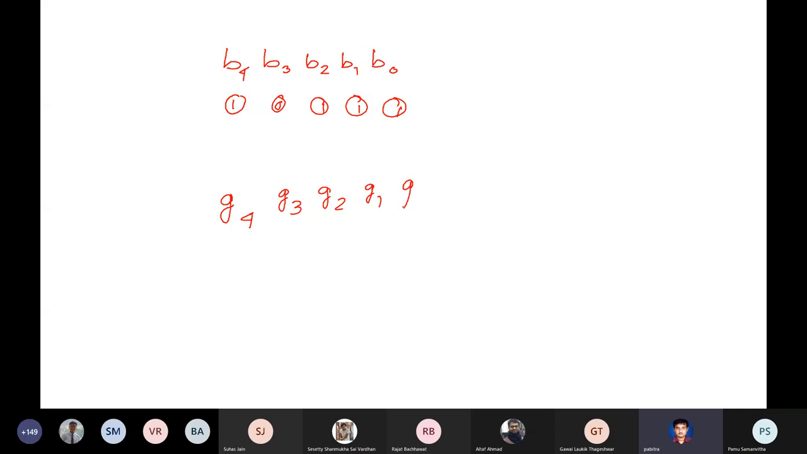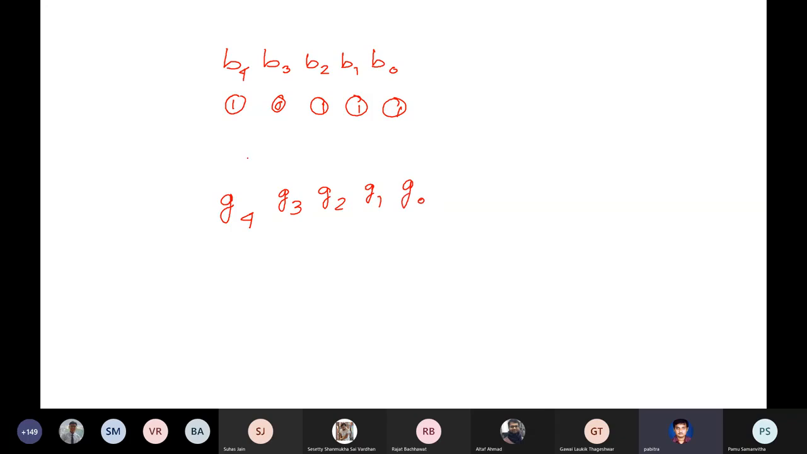Okay. So let's say these are my binary numbers, B4, B3, B2, B1, B0. Okay, let's write it this way. These are my binary numbers. Let's put some value 1, 0, 1, 1, 1. And I want to get the corresponding gray code G4, G3, G2, G1, G0.